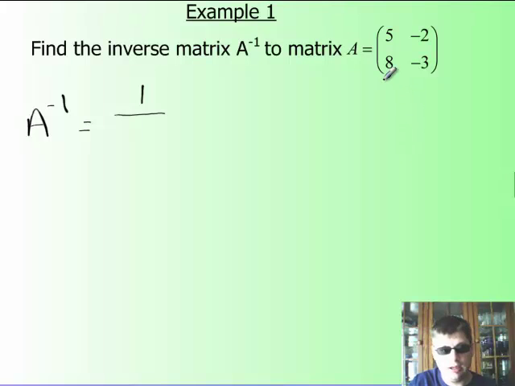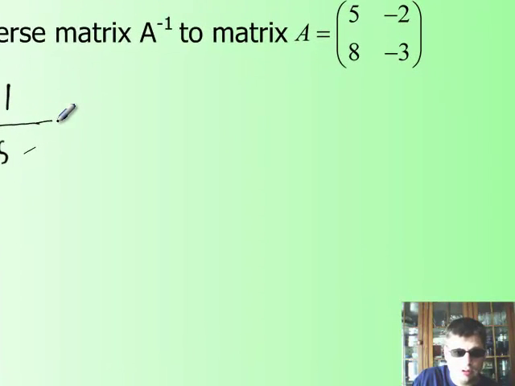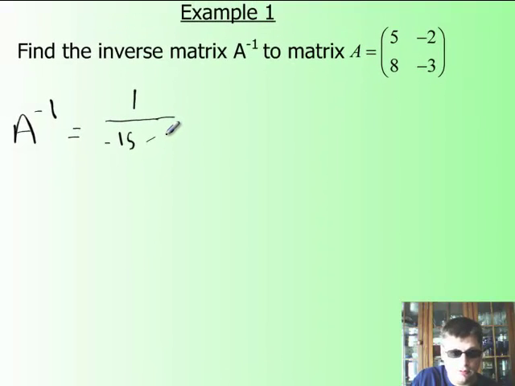So that's going to be 5 times negative 3, so it's going to be negative 15 minus 8 times negative 2, which will give us negative 16, which turns into positive 16.